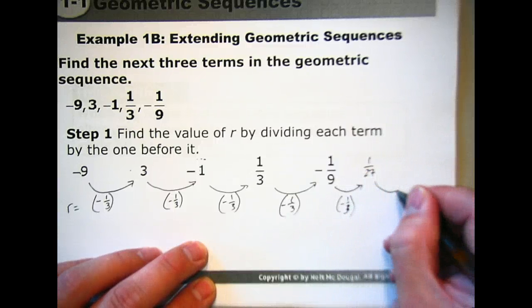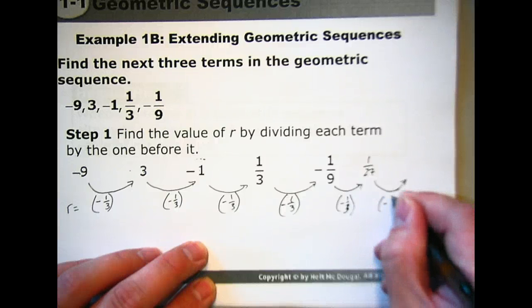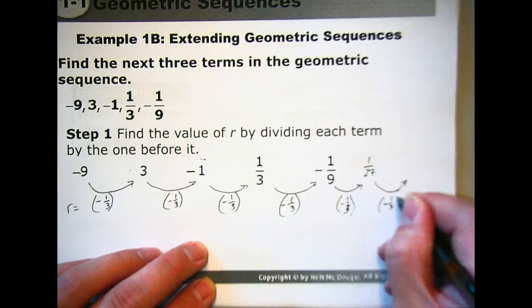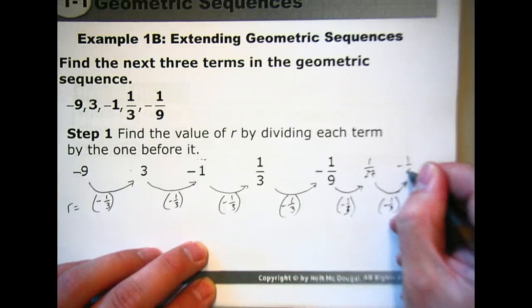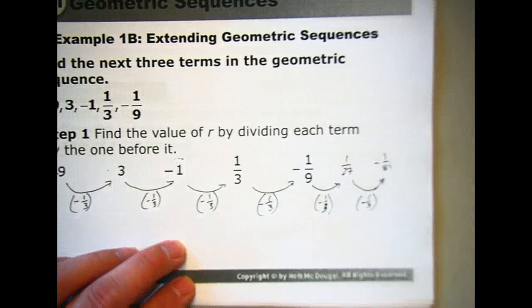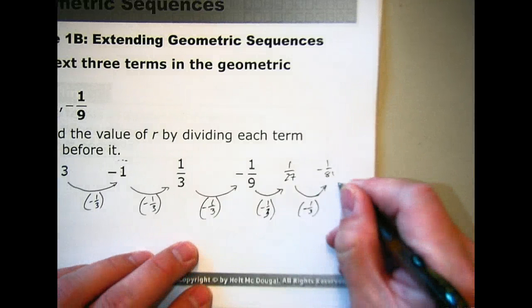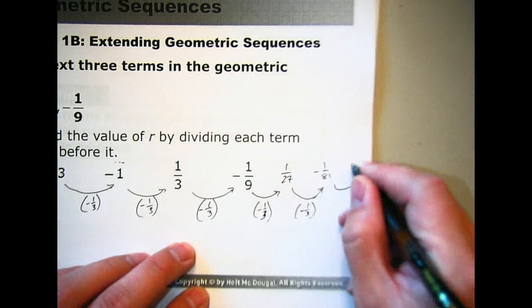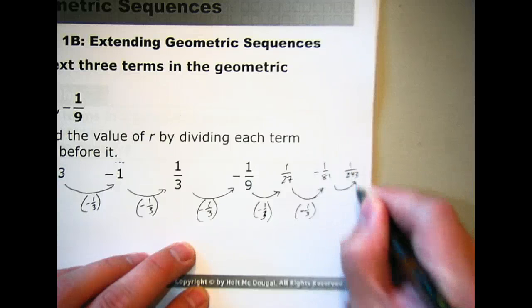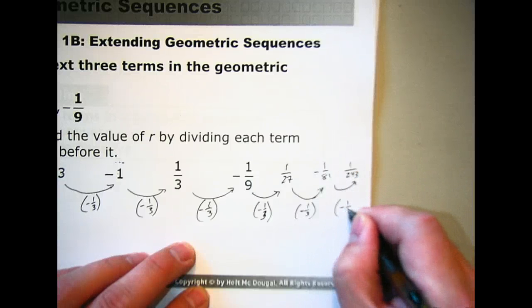All right, Dan, what's the next term? Negative 1/81. Okay, negative 1/81st. All right. What's our final term? Zach? 1 over 243. Good, 1 over 243. Well done. Notice it alternates between positive and negative.